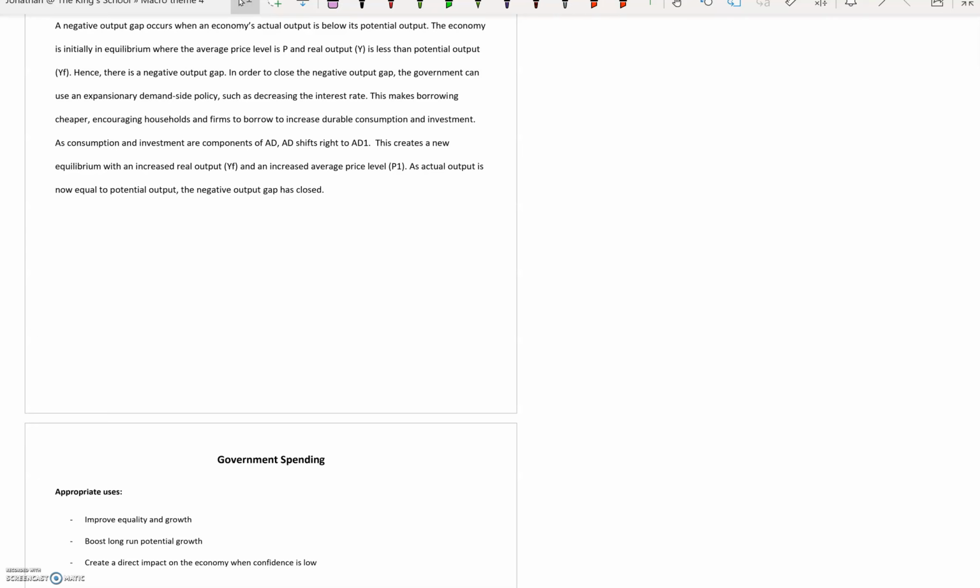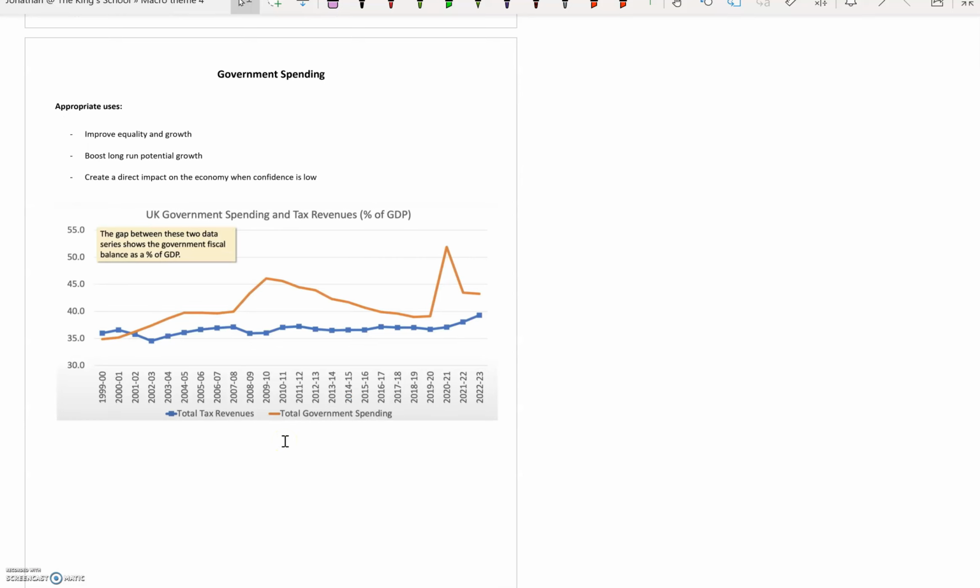Okay, moving on. Let's give some ideas of some of the application to the UK economy and put it into context. So government spending, a fiscal policy. We like it because it could improve equality and growth at the same time. So we could spend it on health or education or infrastructure in poor regions. So we can target it in that way. We can target it, for example, for the infrastructure to boost long-run potential growth. Maybe there's something negative in our economy, or our infrastructure isn't good enough. We can target it on our weaknesses.